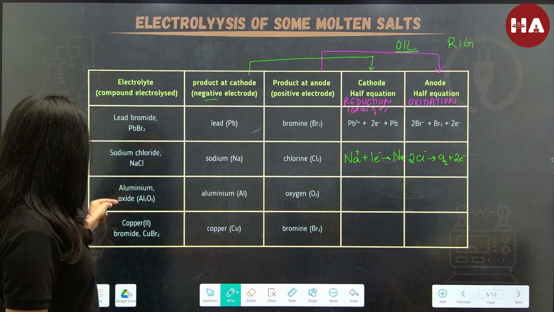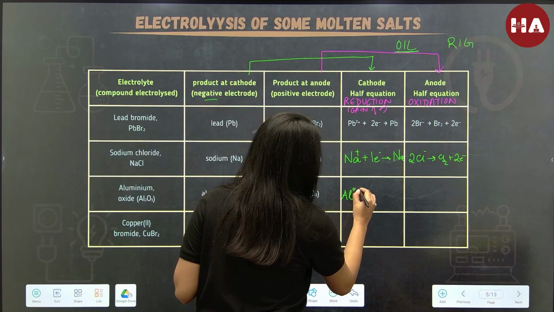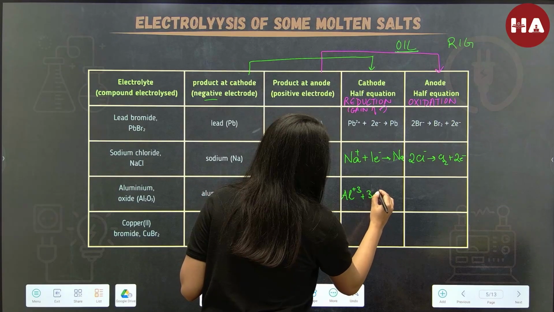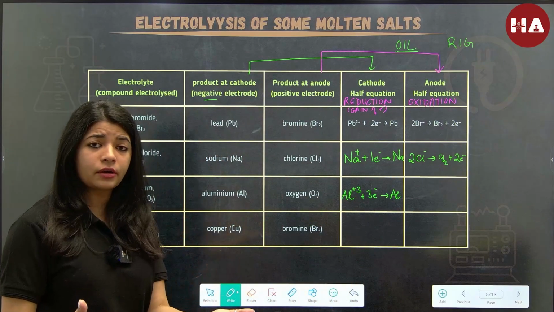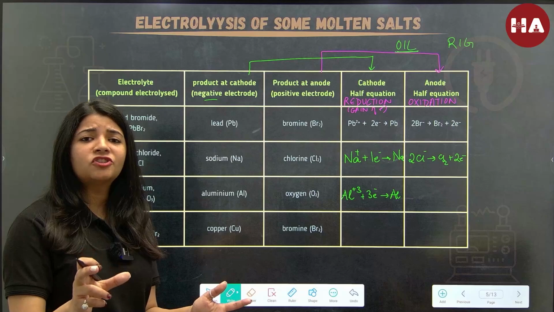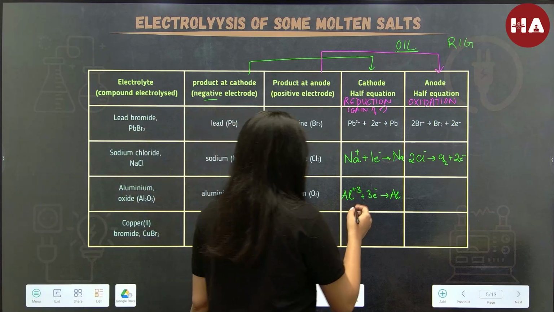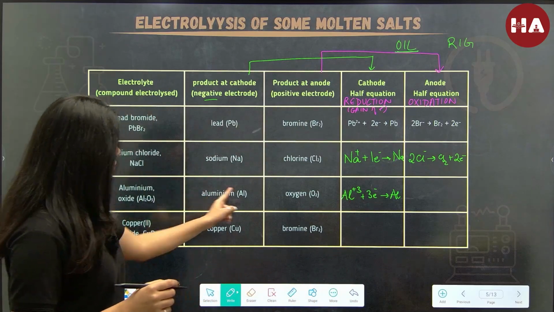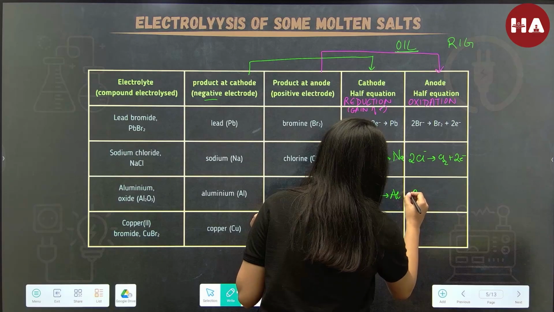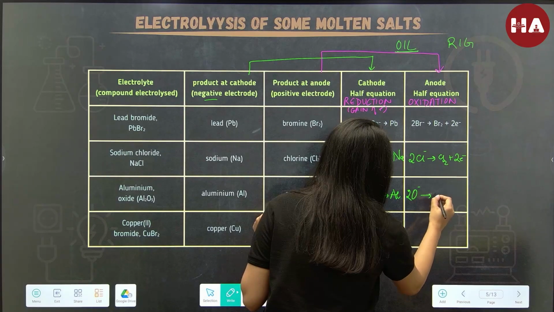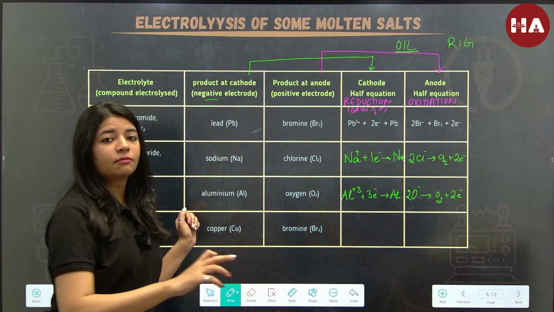For aluminium oxide, what can we write? Al3 plus plus 3 electrons gives Al. At the end of the day, after oxidation or reduction, whatever is happening, the species should be neutral. After gaining or losing electrons, it should be neutral. Then what is the non-metal over here? Oxygen. So what will happen? 2O2 minus gives O2 plus 4 electrons. So over here, oxygen gas will be produced.